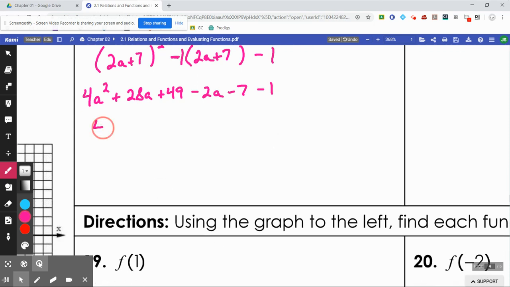Now it's just combining like terms. That would be 4a squared. 28 minus 2 would be plus 26a. And 49 minus 7 minus 1 will be 42 minus 1, which is 41. And I don't think that will factor.